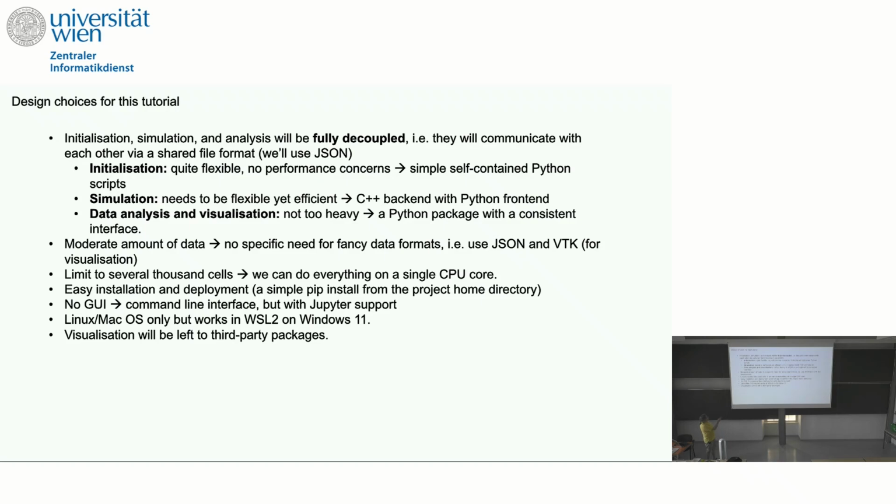Then the simulation code, I want it to be flexible and efficient. So the design choice I'm making here is that I'm going to have a C++ backend and a Python frontend. I want my user to be able to write Python code, but this Python code is going to, in the background, call C++ libraries that are going to do the heavy lifting. I cannot do everything in Python, it's too slow. I don't want to do everything in C++ because I don't want to lose my user base.